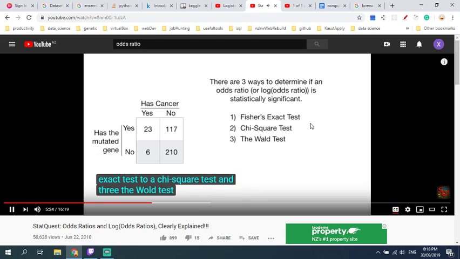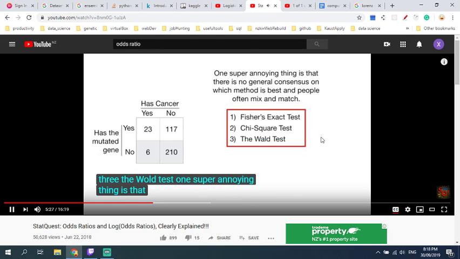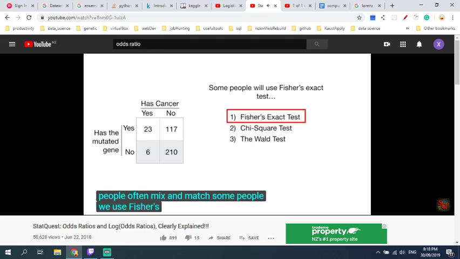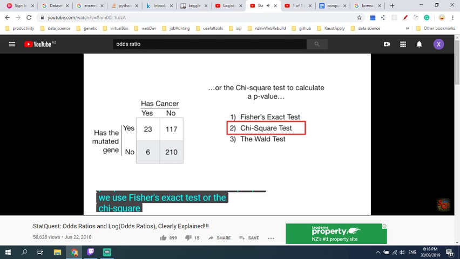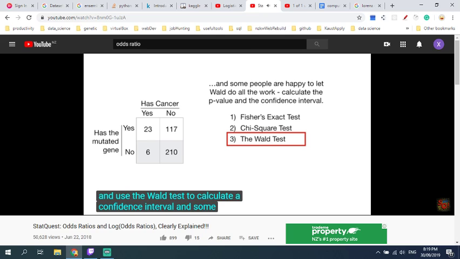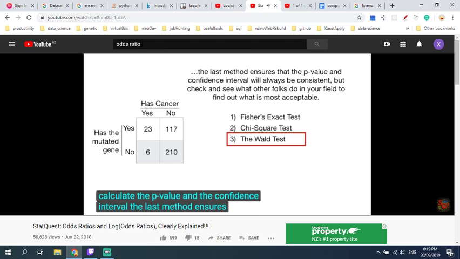Some people will use Fisher's exact test or the chi-square test to calculate a p-value, and use the Wald test to calculate a confidence interval. And some people are happy to let Wald do all the work, calculate the p-value and the confidence interval. The last method ensures that the p-value and confidence interval will always be consistent, but check and see what other folks do in your field to find out what is most acceptable.